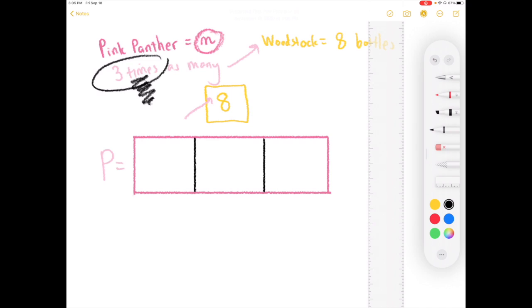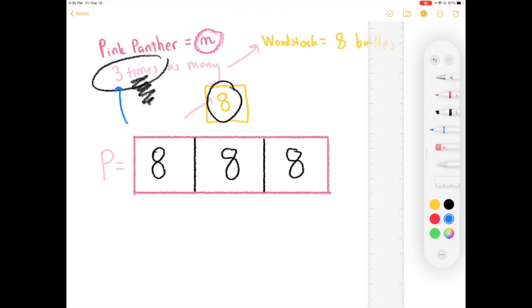So what I'm going to do, guys, is put this 8 in each of these. So I have 8 here, 8 here, and 8 here. I have 8 3 times. Why? Because the Pink Panther sold 3 times as many as Woodstock, who sold 8 bottles.